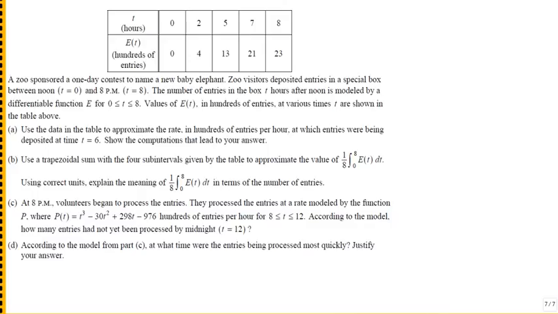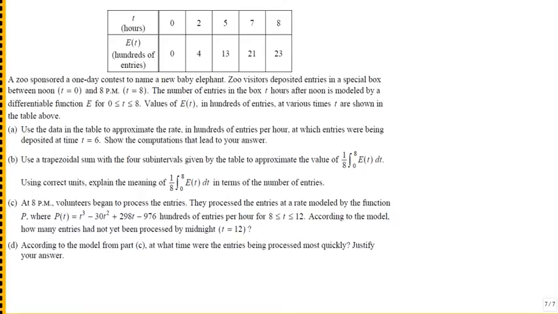So it's important to understand that this is kind of a cumulative. The e of t is a cumulative value of hundreds of entries in the box at a particular time t. It's not the entries that were added at time t, but it's the total entries in hundreds of entries at time t.